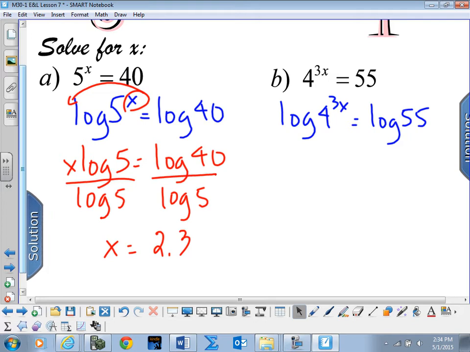Now I want you to do the same thing with b, so you can pause and do it yourself before you see me work through it. So hopefully this is what you did. 3x is the exponent.